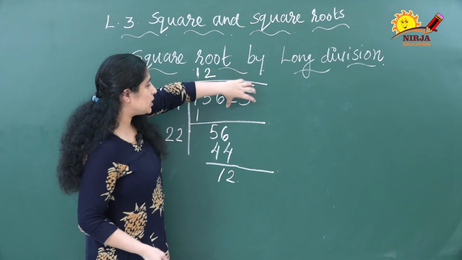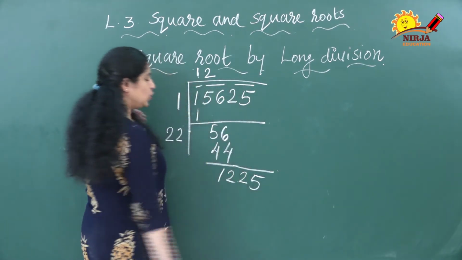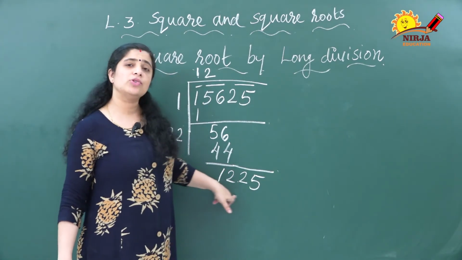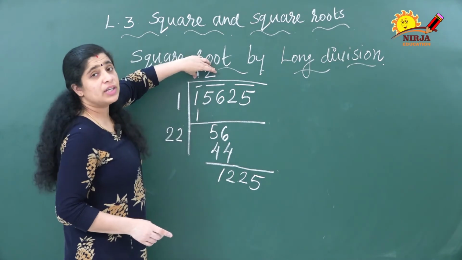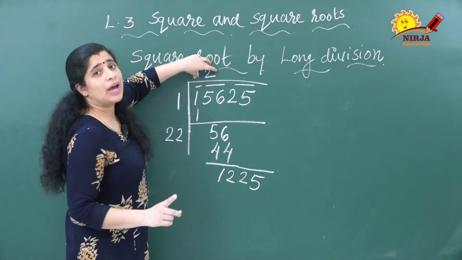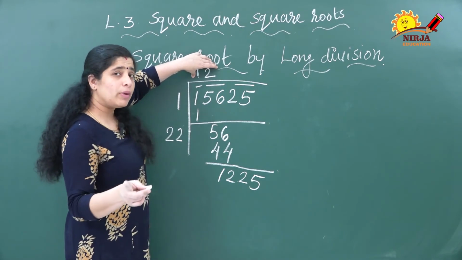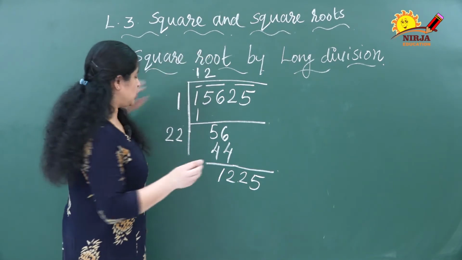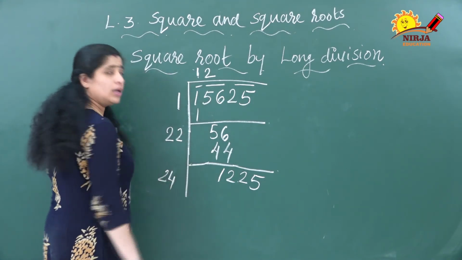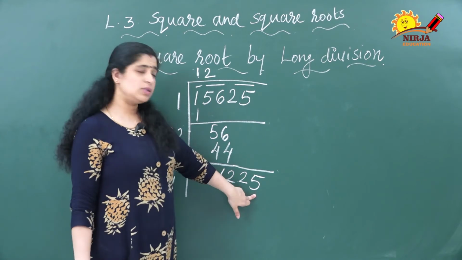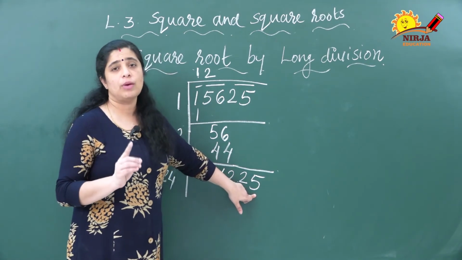Now you have to keep the whole pair down. So you will get 1225. Next what you have to take? Now the quotient here is 12. You have to double 12. What will you get when you multiply 12 by 2? Yes, you will get 24 when you multiply 12 by 2. Now you know that this is 5. 5 means the number should be 5. Unit digit number should be 5.